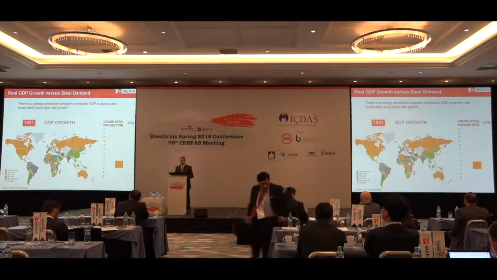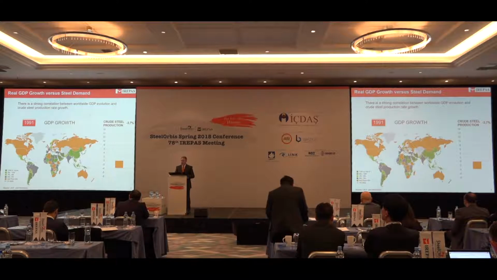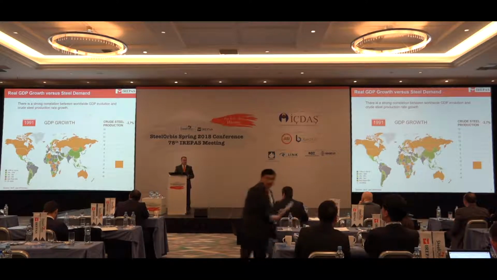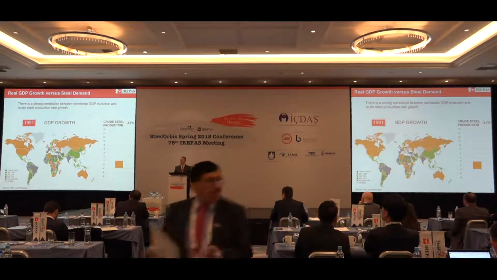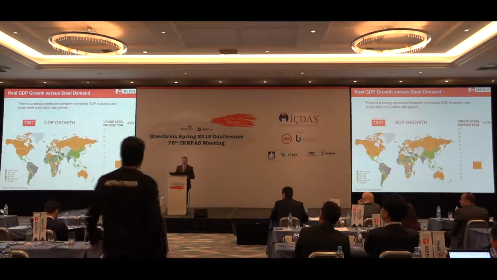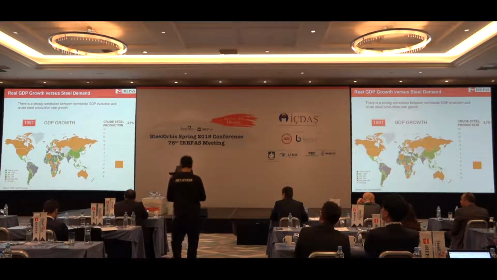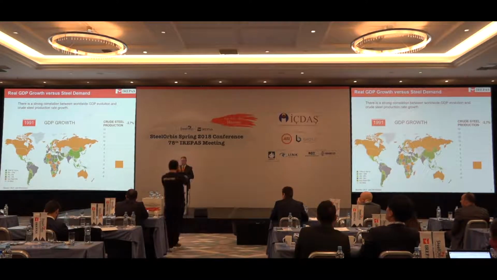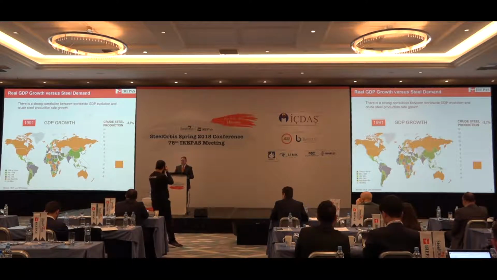On the left-hand side of the screen, a map of the world with the global GDP growth during the last years, given by the International Monetary Fund. The source that I use for these figures is the same as in the last presentation, so you will see that the figures are completely linked. And on the right-hand side of the screen, you can see the crude steel production growth rate given by the World Steel Association.